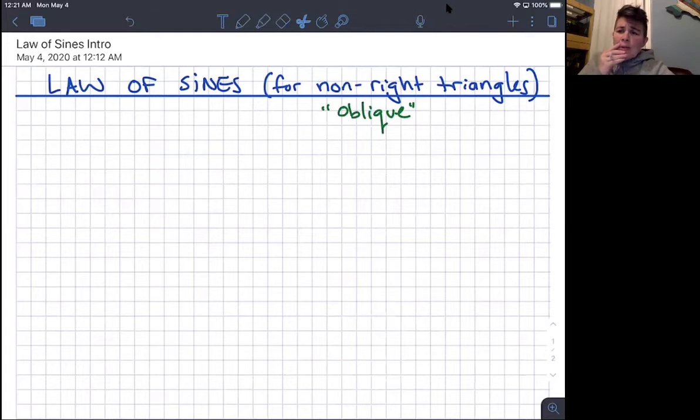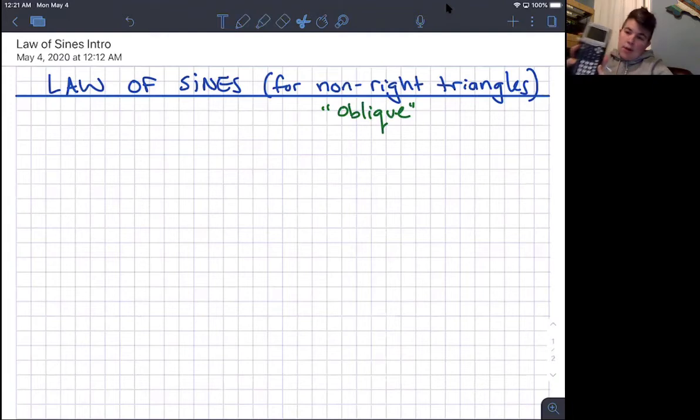And how can you figure out different sides? Because I can't use SOHCAHTOA if I don't have a right triangle. So how do I figure out all the sides and angles? We have two tools at our disposal. One of those tools is the law of sines, which we're going to talk about in this section of notes. The other is the law of cosines, which we're going to talk about next time.